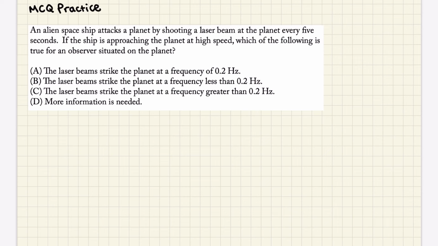Our first question here is going to be about the Doppler effect. It says that there's a laser beam every 5 seconds. So the frequency should be 1 over 5, which is 0.2 hertz. But the ship is approaching the planet at a high speed. And so that means it's approaching the planet, so the frequency should increase. It's an observer situated on the planet. And so the frequency should be greater than 0.2 hertz, since frequency increases when the source is moving towards the observer.